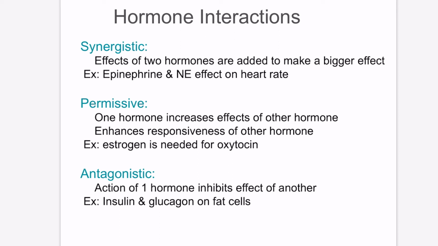And then another way that hormones can interact is antagonists, and we're going to see a few examples of these today too. And this is where they may inhibit the effect of the other, or they're going to do the opposite effect of another. So an example of this is insulin and glucagon on fat cells. And another example would be like calcitonin and parathyroid hormone. And so we'll talk about a few examples of all of these, I think.